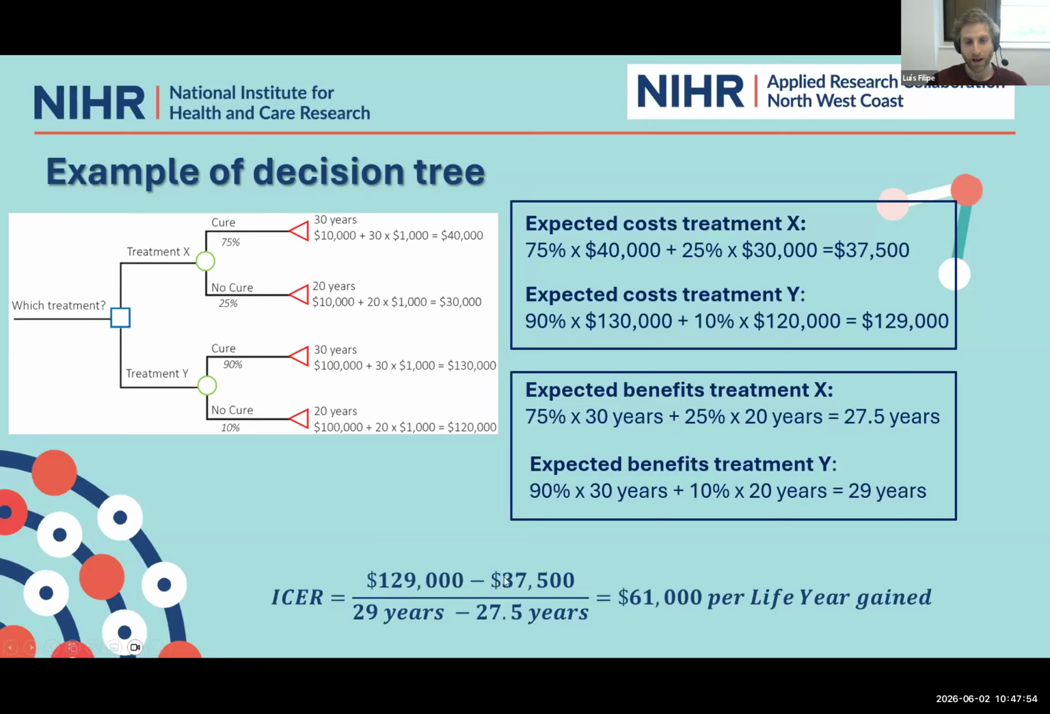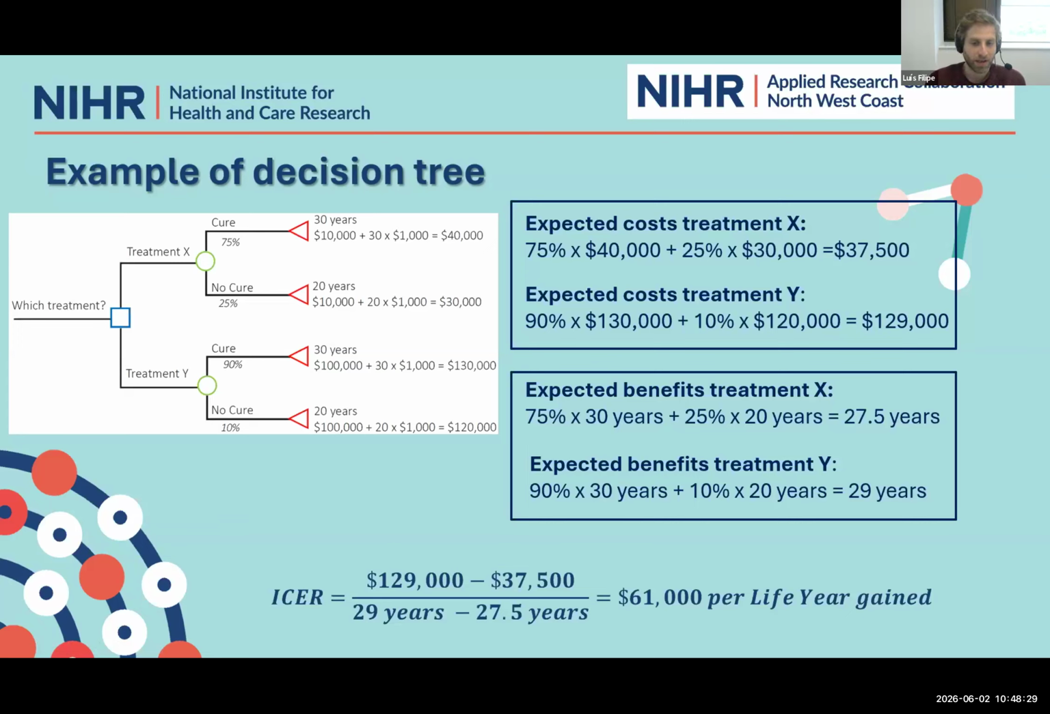So we basically have how much more do we need to pay for treatment Y compared to treatment X, but how much more do we get in terms of benefits from treatment Y compared to treatment X. And this division basically gives the cost per life year gained. So in this case, if you do the math, it is going to be 61,000 per life year gained. So we are basically seeing the value of increasing one life year is going to be the 61,000.